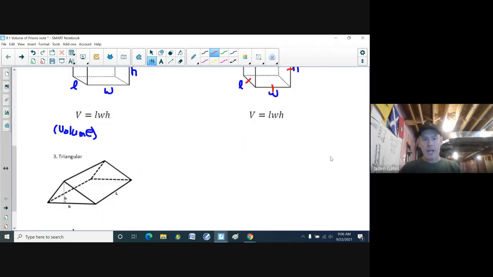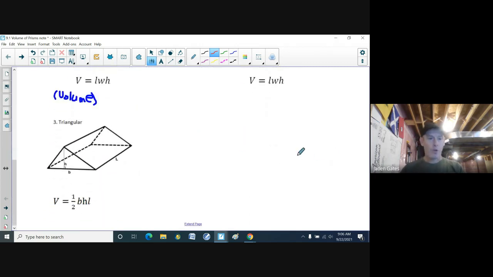All right, now again, we have a triangular prism. We have our three variables. We have the base, which is the distance along the bottom. We have again our height. The key thing with a height in all the shapes that we're going to do is that it's always straight up, not on an angle, but straight up. And then we're also looking for the length of our triangular prism.